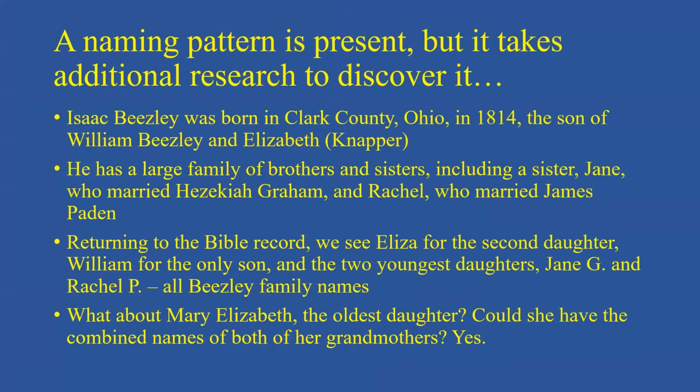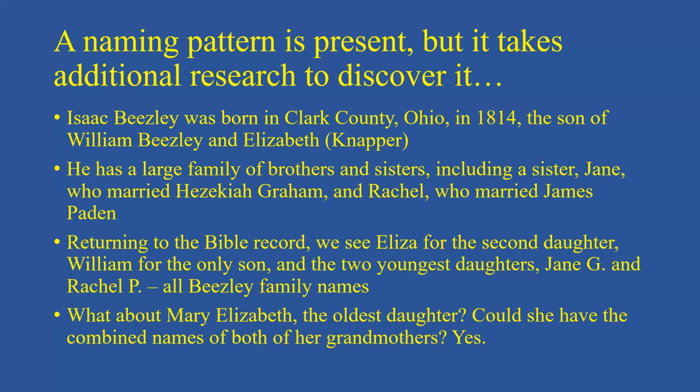Isaac was born in 1814, the son of William Beezley and Elizabeth Napper. He has a large family of brothers and sisters, including a sister Jane, who married Hezekiah Graham, and a sister Rachel, who married James Payden, hence the initial P. So one of the daughters was named Jane Graham, and the other was named Rachel Payden.